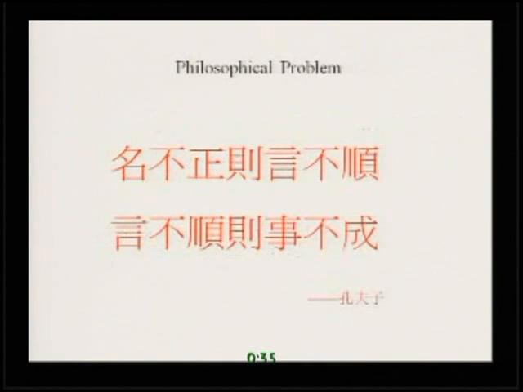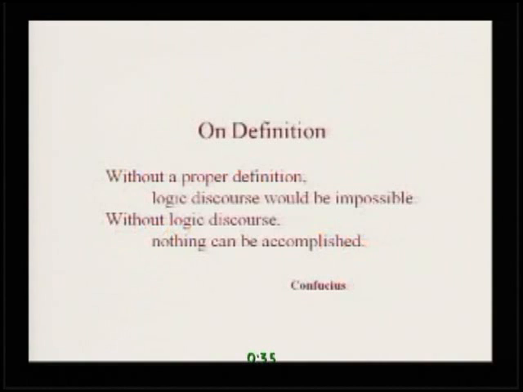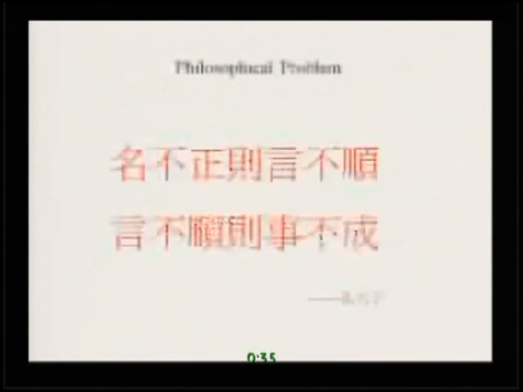Now, the reason that you have this problem is exactly the problem that I think was anticipated by the ancient Chinese. His name is Confucius. What he said is 名不正则言不顺，言不顺则事不成. First, let me give you the translation. Without a proper definition, logical discourse would be impossible. Without logical discourse, nothing can be accomplished.